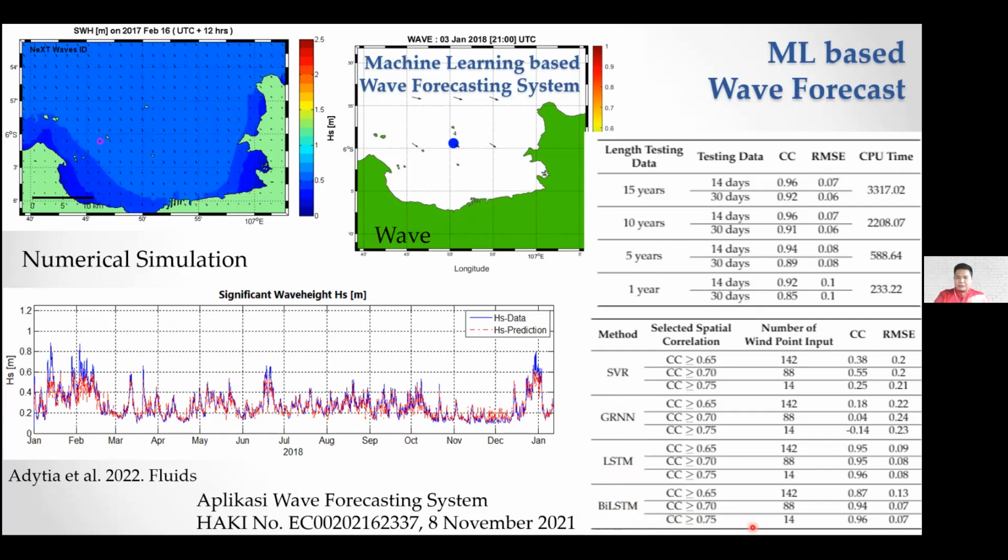And then we conclude that from this publication, we obtain the most significant result, which is a correlation coefficient of up to 0.96, and then an RMSE, root mean square error, of 0.07 here. We also applied for this one as intellectual property. It was also published at the end of last year.